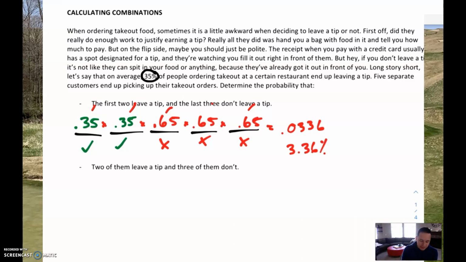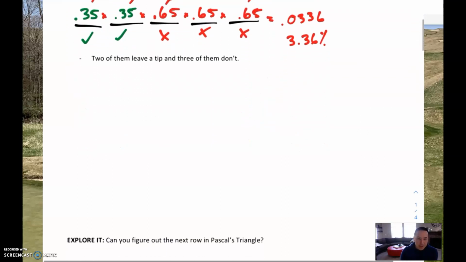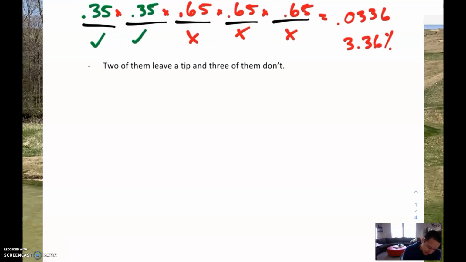Now I've got a different type of question for you. In this question, it's asking, what's the probability that 2 of them leave a tip and 3 of them don't? Now I'm not specifying the order that they have to be in. I'm just saying any 2 of the 5 could leave a tip. So bear with me as I draw out a bunch of slots here. I'm going to be drawing 10 rows of 5.